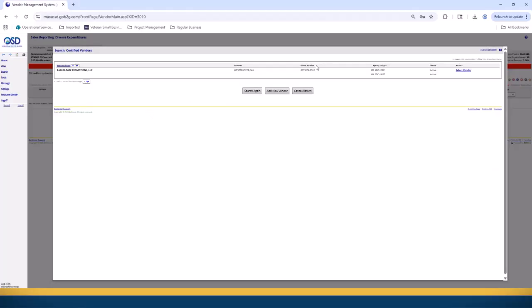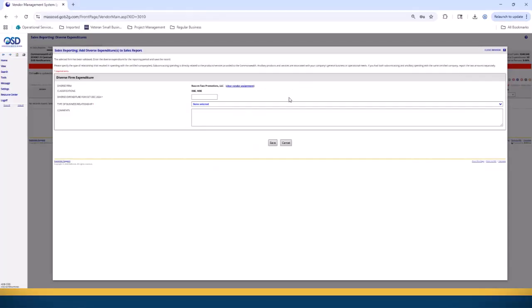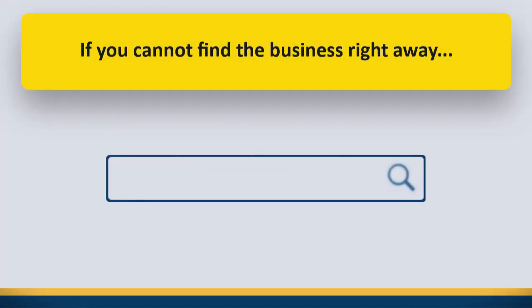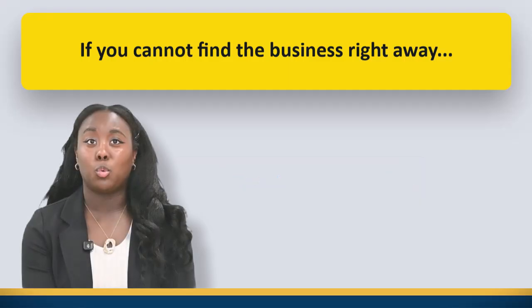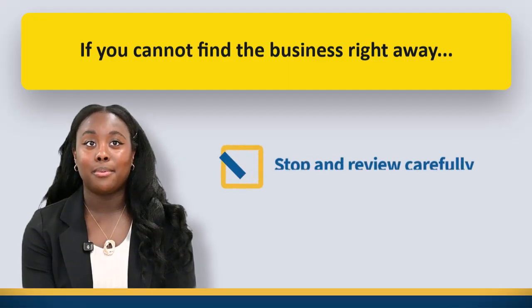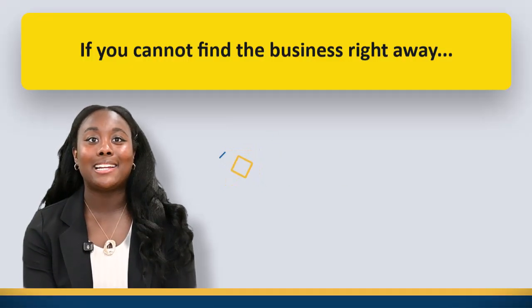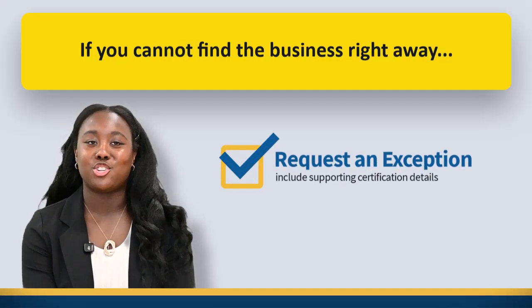When you find the correct business, select it and enter the expenditure details for the reporting period. Then, save your entry. If you cannot find the business right away, first broaden your search before trying to add a new vendor. Only add a new vendor if you are confident you have accurate information and the business truly is not already in the system. If VRM shows a duplicate warning or similar match, stop and review carefully before creating a new record. If needed, request an exception and include supporting certification details.